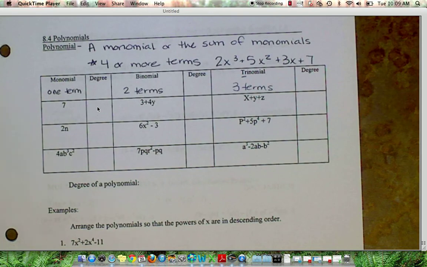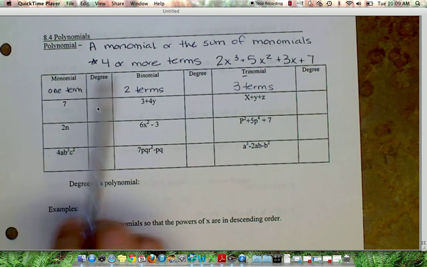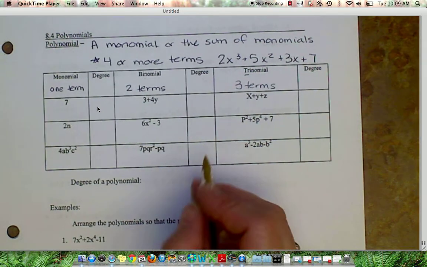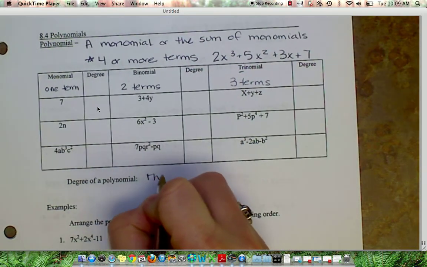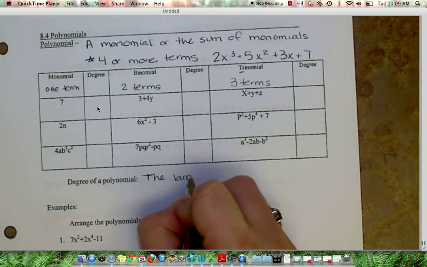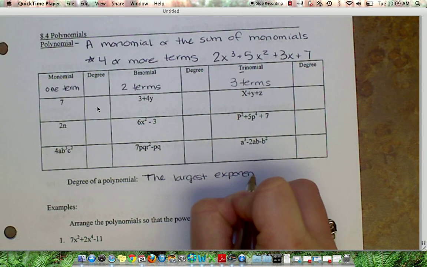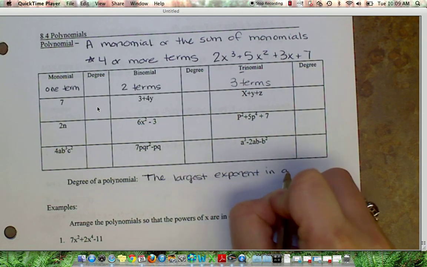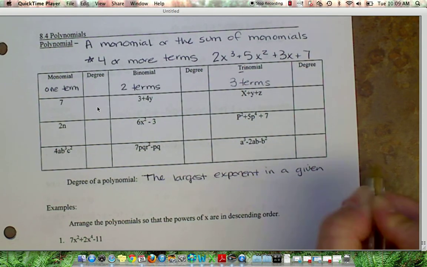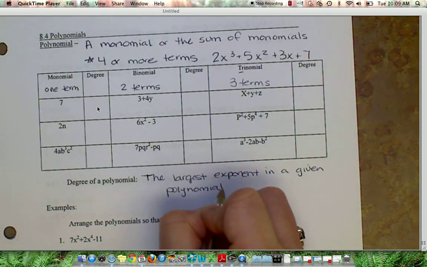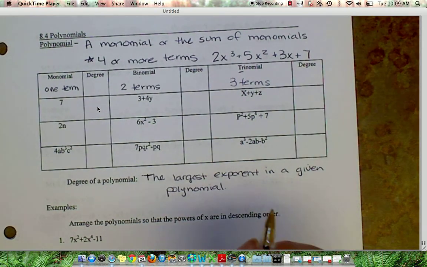So the degree of the polynomial is the second thing we need to know. So we need to know how to classify a polynomial. We need to know how to find the degree of a polynomial. So that is the largest exponent in a given polynomial if it has 1 variable.